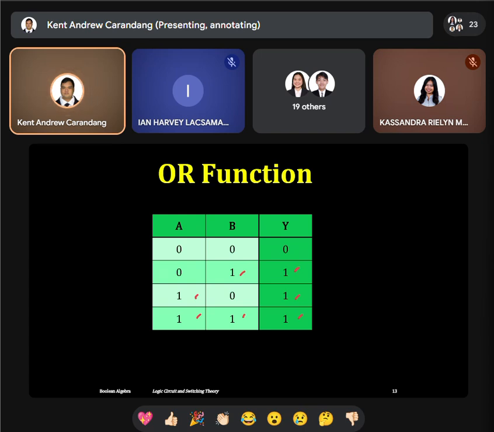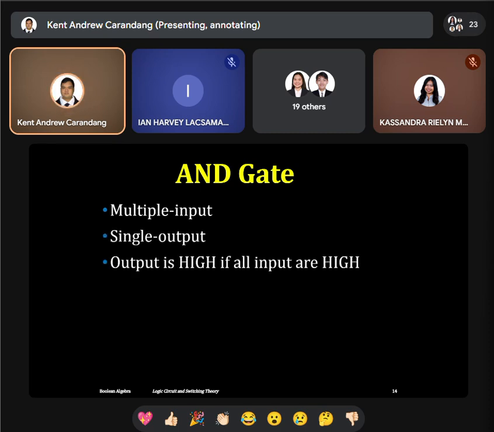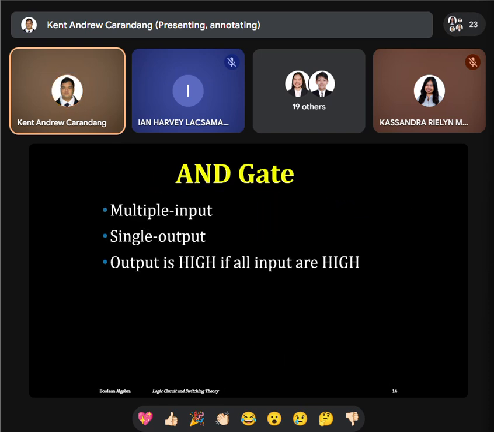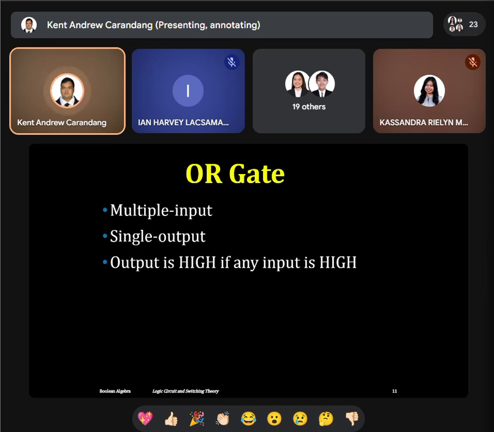Next is the AND gate. The AND gate is the same as the OR, with multiple inputs and a single output. Output is high if all inputs are high. Is that correct? No, the output is low if any input is low. So the PowerPoint is wrong.